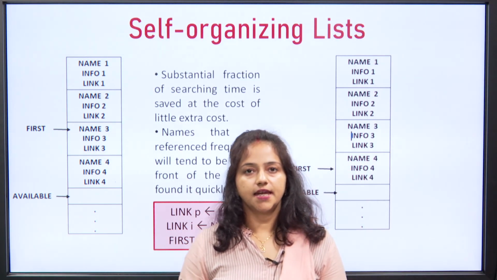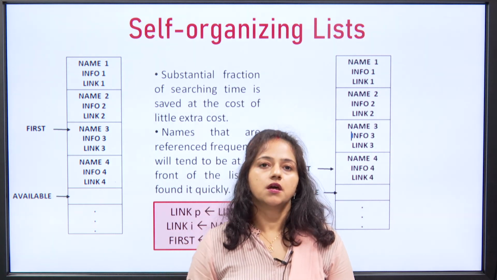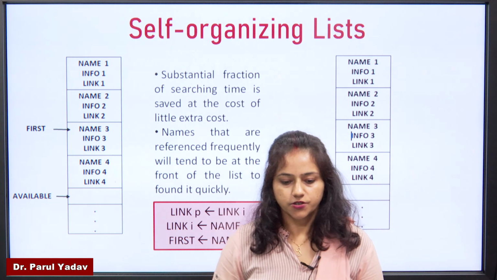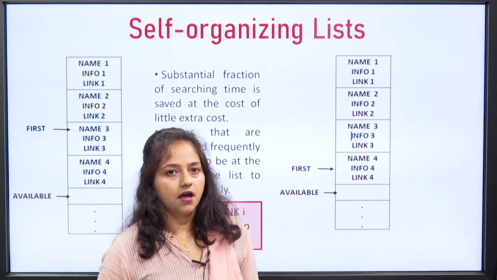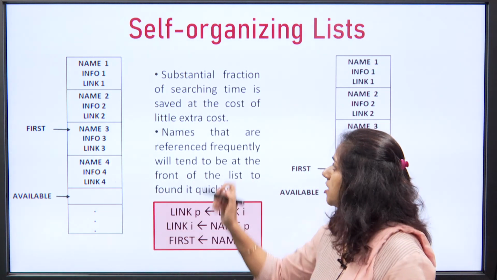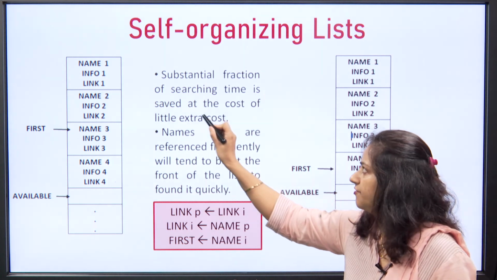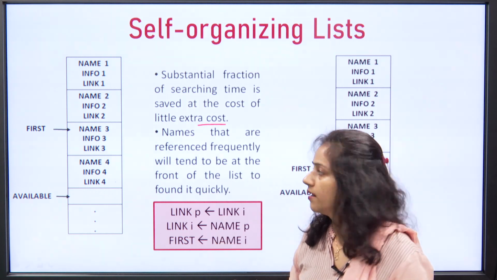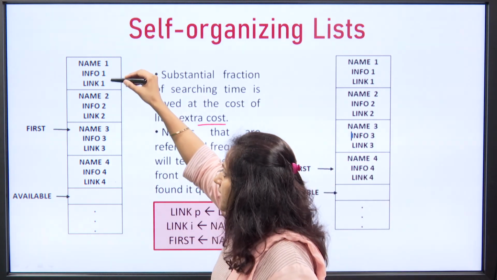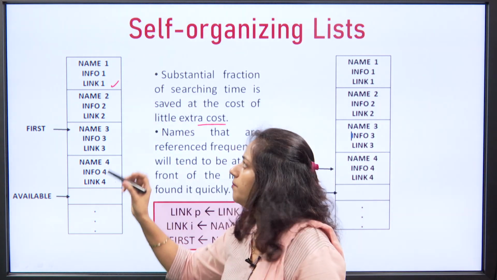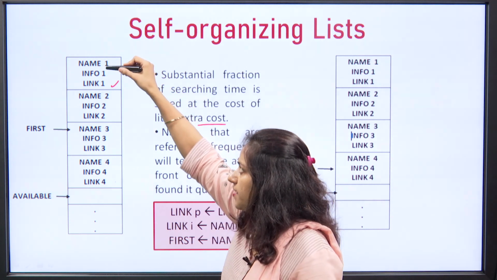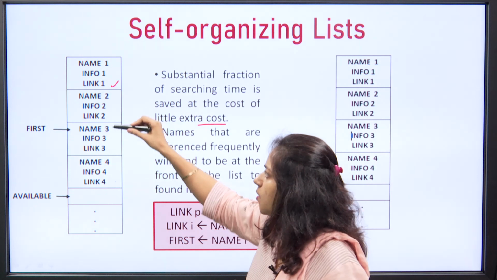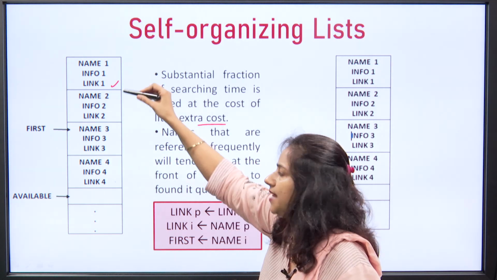Now, next data structure that can be used for designing symbol table is self-organizing list. So, in self-organizing list, a substantial fraction of searching time is saved at the cost of little extra cost. So, at every record we attach one field that is link. So, we already know that we have name and information, every record will be associated with one field that is link.